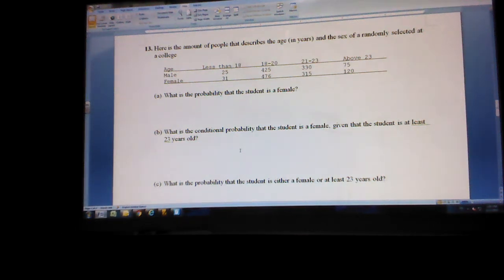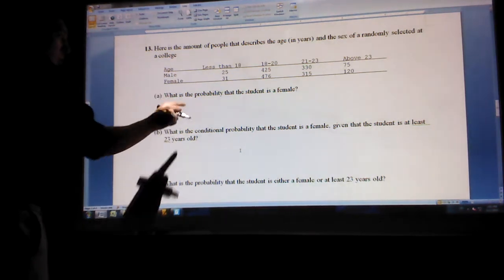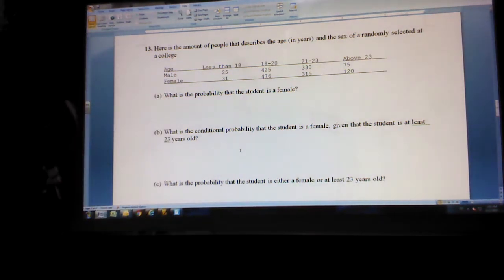Second half of the review for Chapter 6, Probability. You should see a table on your review that looks like this. This is males and females' age at a college. A, what is the probability that the student is a female?